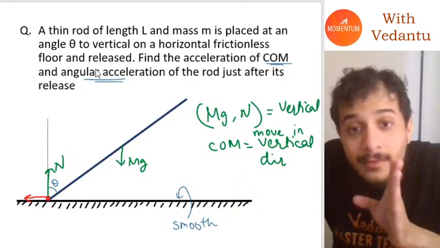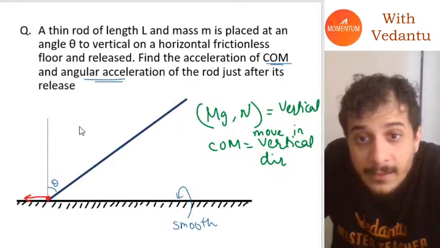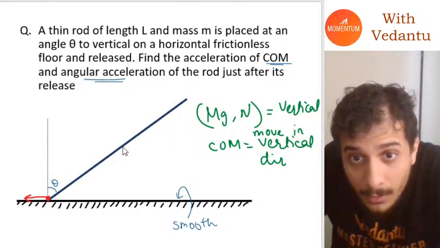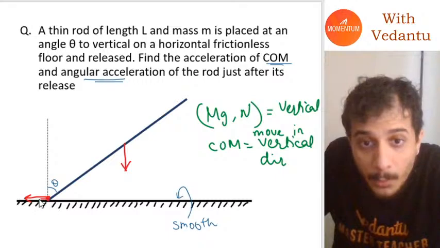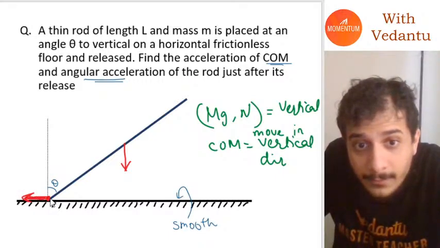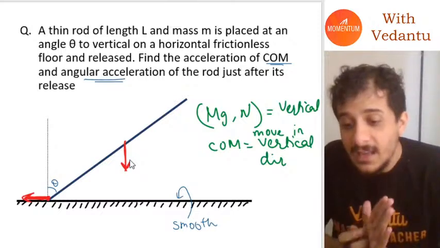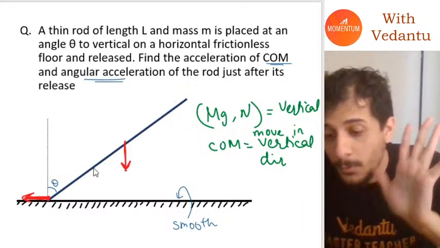Since I know that as well, in that case the center of this rod will also come vertically downwards. This bottommost point will move like this, and the center of the rod will come vertically downwards. I can say that about these two points.